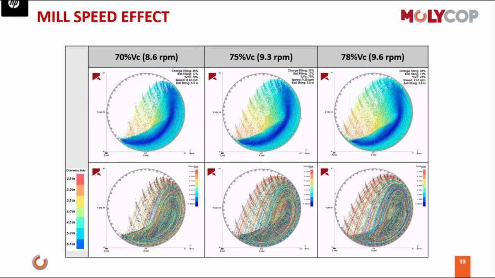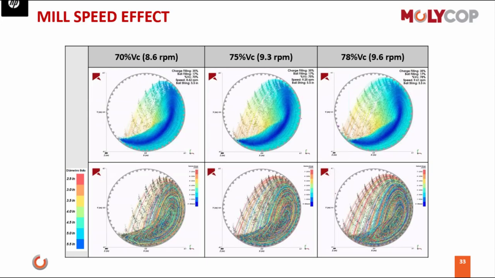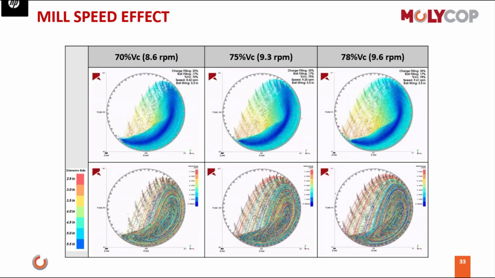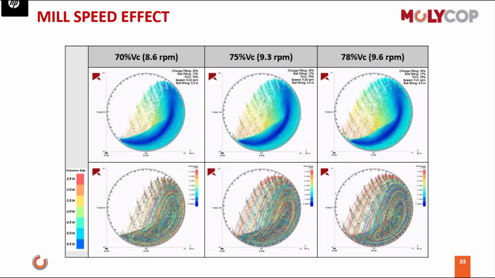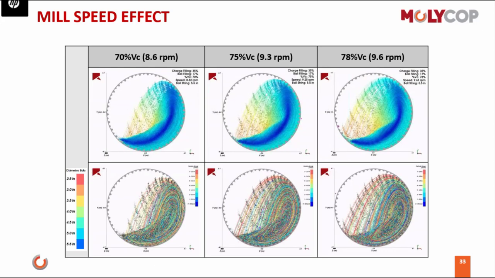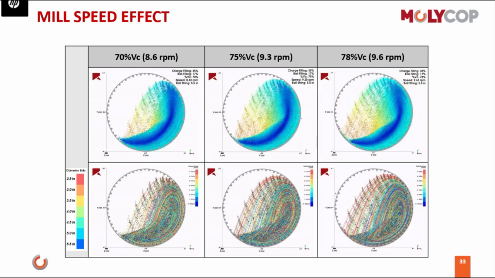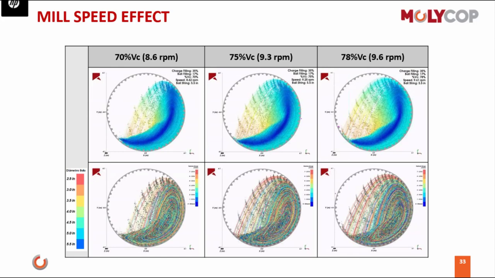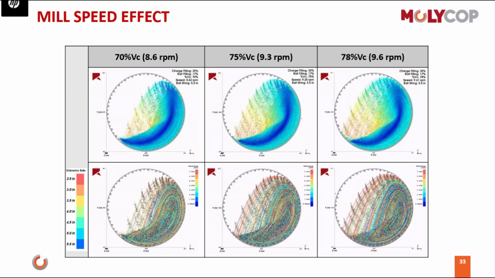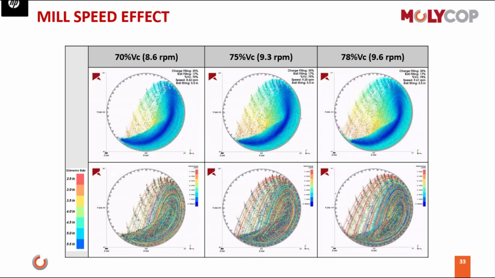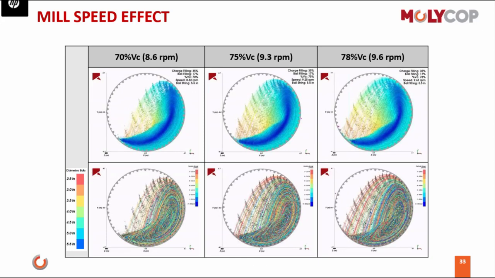Because if we increase the speed from 8.6 to 9.3, we are going to get much more power. And the theory says that if I get much more power, we are going to have much more throughput. But really, that is not completely true. Because if you notice here, for example, at 9.6 RPM, you are going to have much more charge in flight.